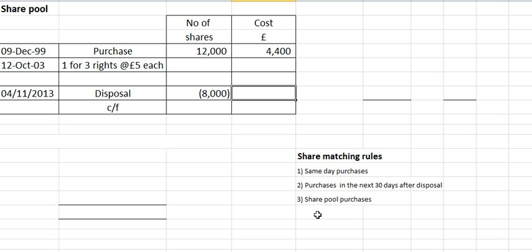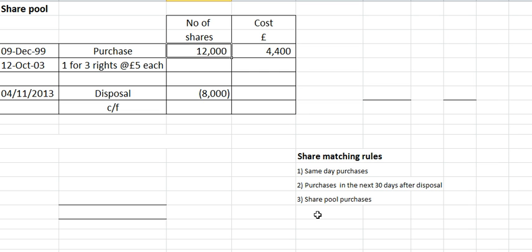So I don't think you're going to get all three. You might get one same day and one share pool, or one 30 days and one share pool, or maybe just a share pool, but there's too many to give you all three in the question, I think. But you should be able to do all three. Just want to quickly update the share pool.